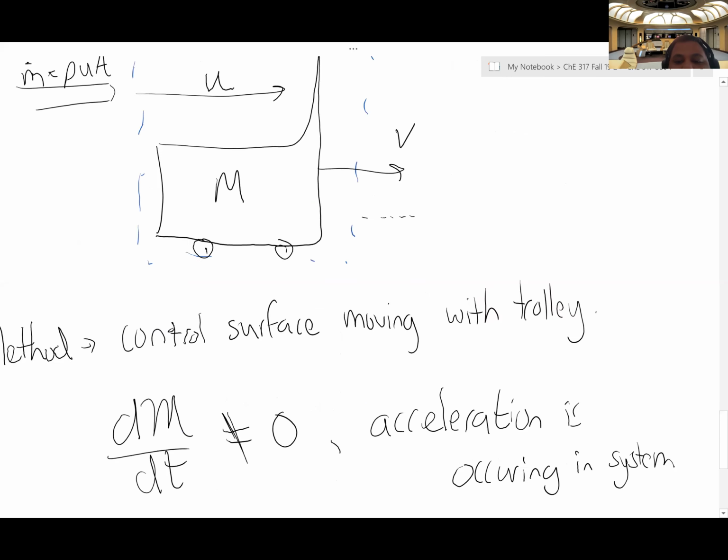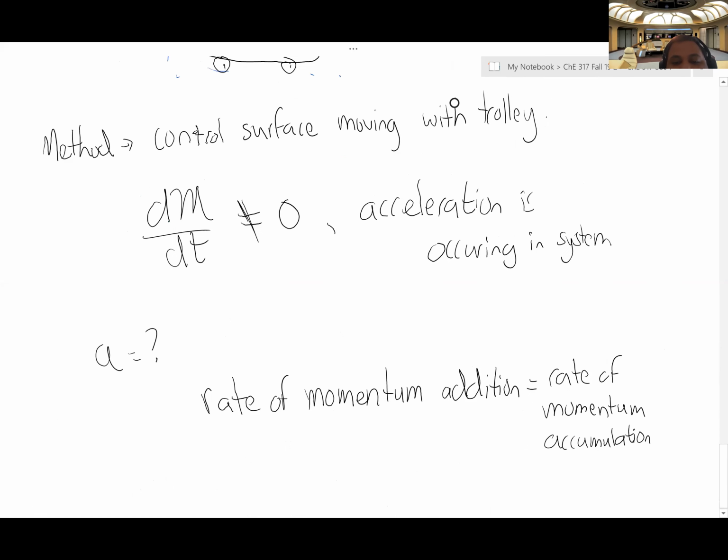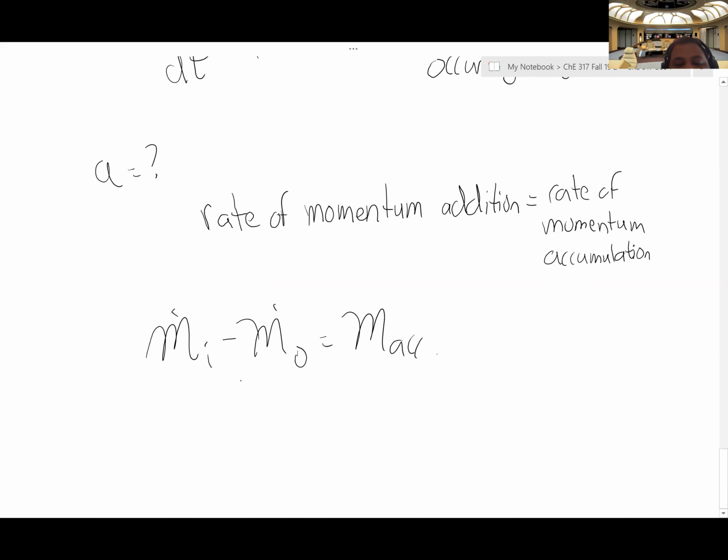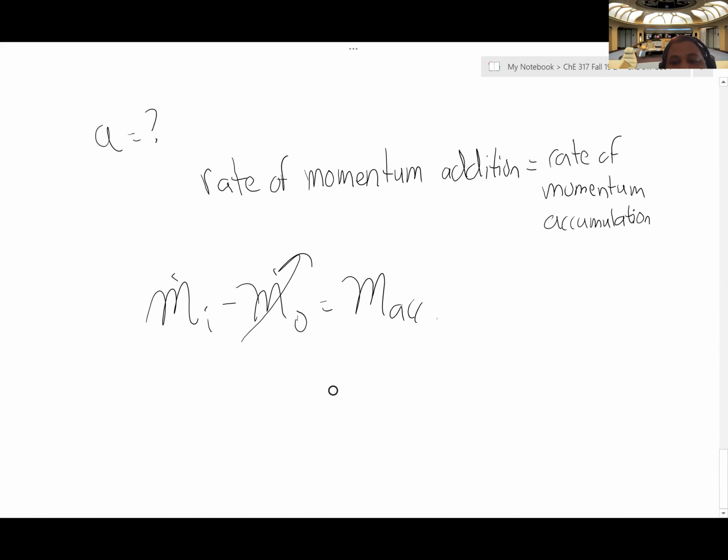Which means if I'm looking at just a really overall balance, I would have my momentum rate in minus momentum rate out equals my momentum rate accumulated. In this instance, there wouldn't be any momentum rate out. So I would have rate of accumulation and rate of addition. So I would need to identify each of these terms within my momentum expression.